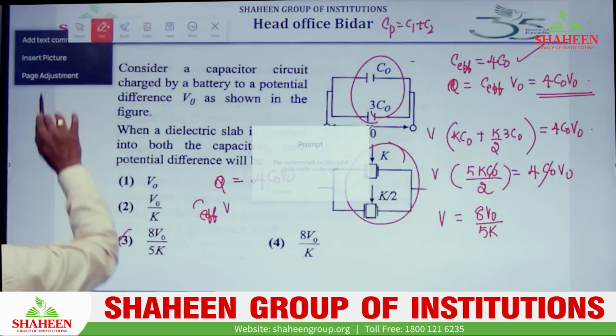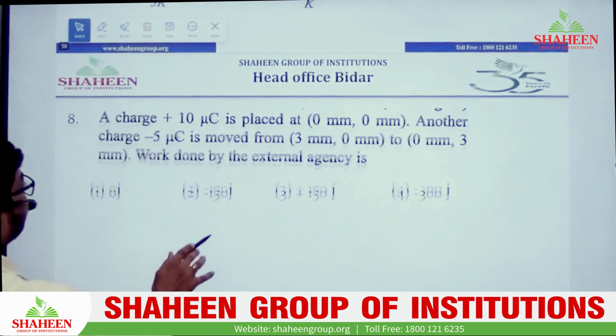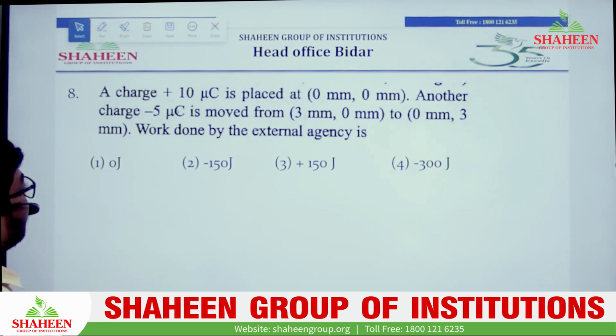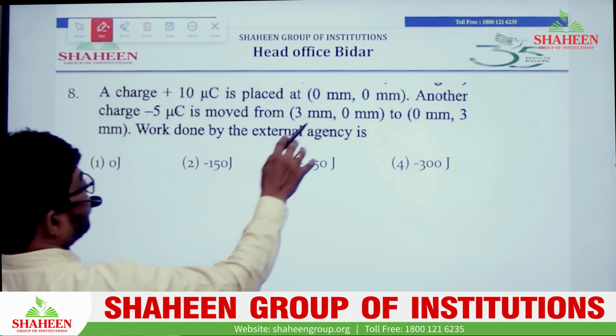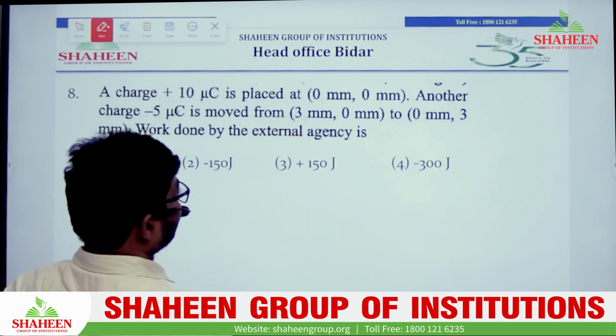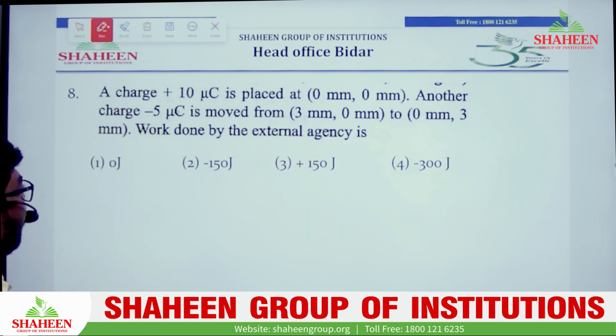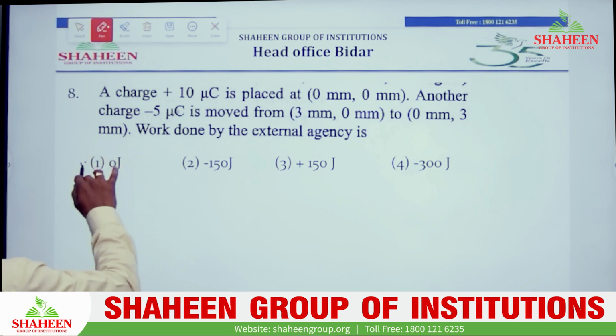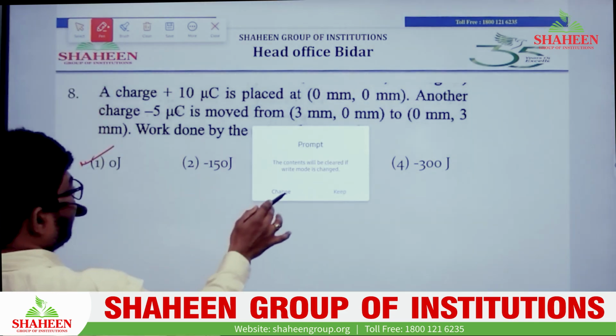Let us go for the next question please. This I already explained. 10 microcoulomb is placed at 0,0. Another charge, 5 microcoulomb, is placed at 0, 3 to 3. The work done by this was already explained, it is 0. It is in the last session, please check. You will get 0.